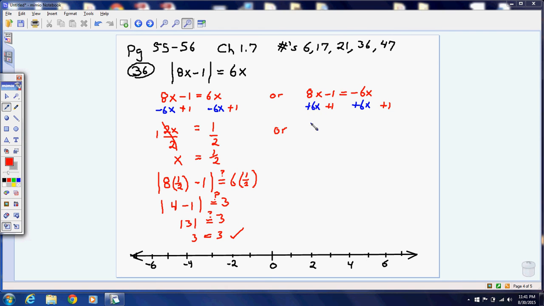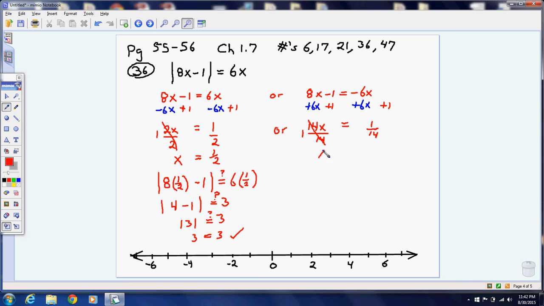8x plus 6x gives us 14x, and negative 1 plus 1 gives us 0. That's why we did it. Negative 6x plus 6x gives us 0. That's why we did that. And then plus 1. And we have to divide by 14 to get rid of that coefficient, which is going to simplify to 1, and divide this side by 14.